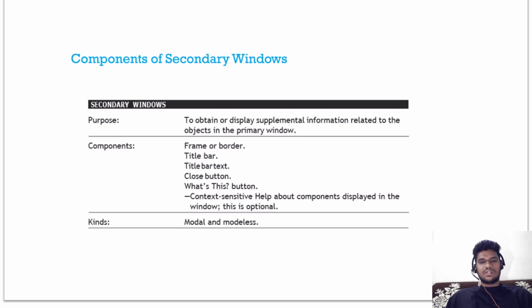What's this button? Context sensitive help about components displayed in the window. This is optional. Context sensitive help is optional. And what are its kinds? One is modal, and the other is modeless.